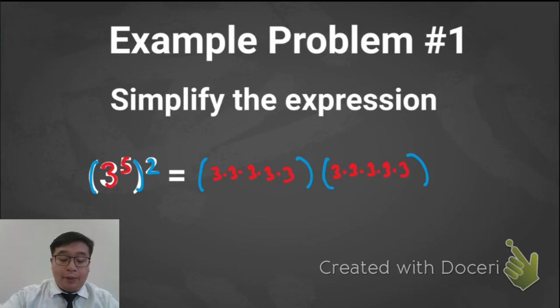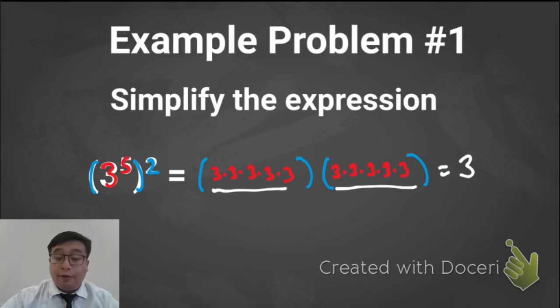Now that we just have a bunch of 3's being multiplied, we can simplify this with a single base and a single exponent. I know that since all of these are 3's, the base is 3. But what exponent can I use to represent all of these multiplications? Since I have 5 of them over here, and another 5 over here, in total I have 10 3's being multiplied together. So this is going to be 3 to the 10th.